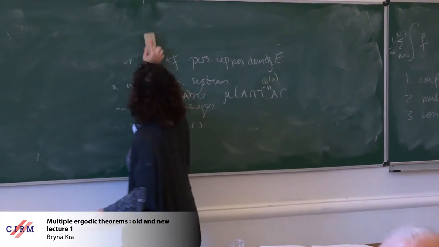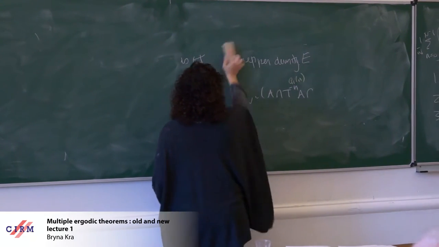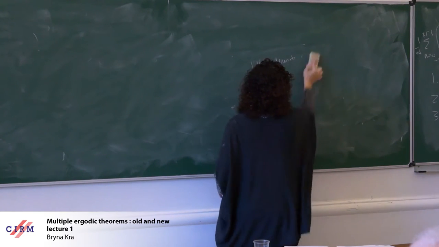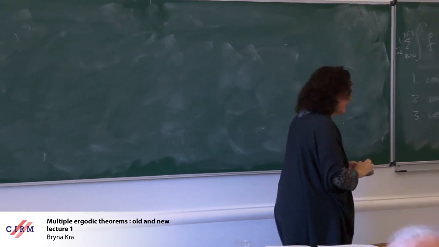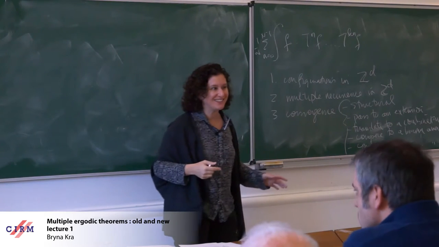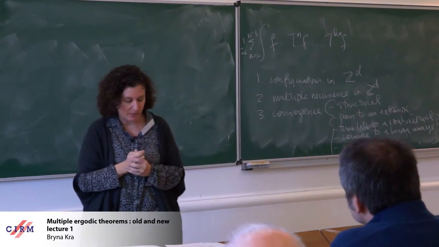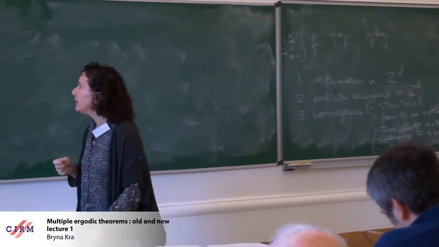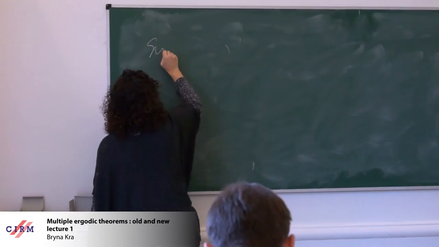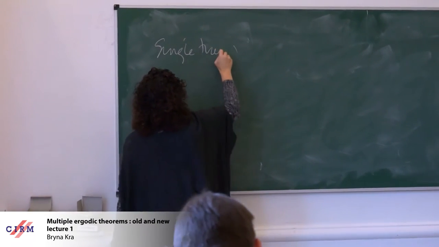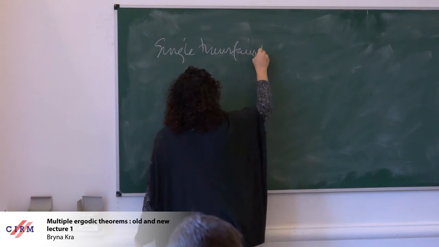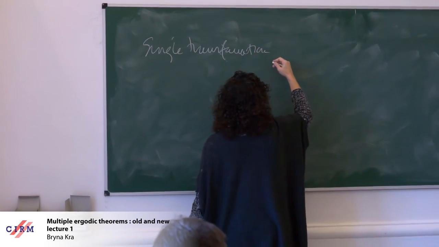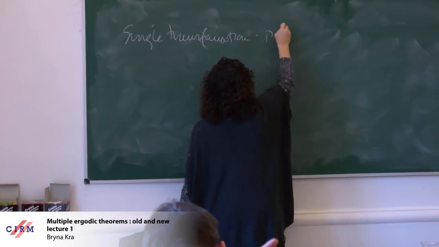Okay, so the first set of exponents I want to talk about will be polynomials, as an example, so not just arithmetic progressions, but polynomials. First, let's start with a single transformation: a single transformation, polynomial iterates.